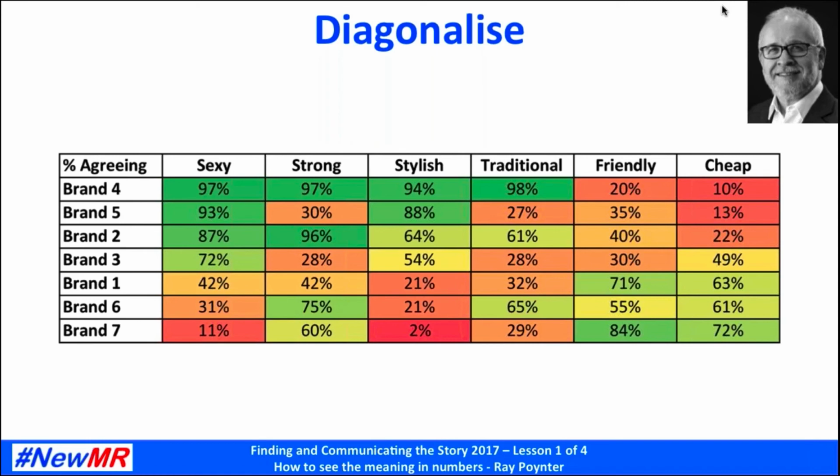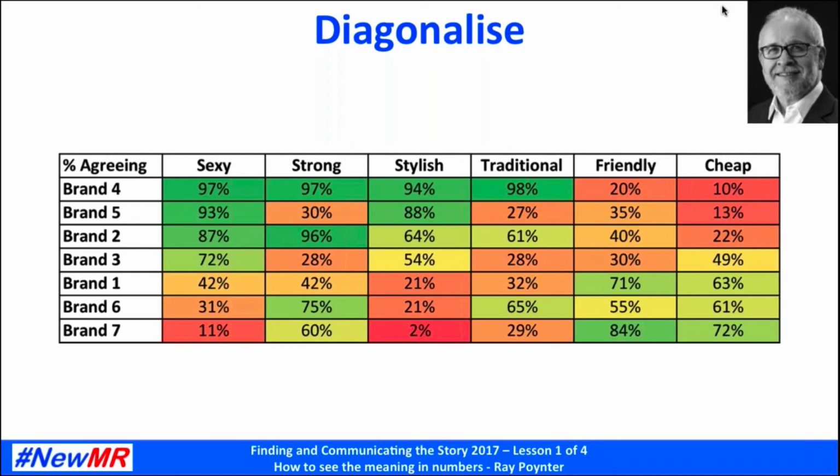So now it starts to pull the data together, and we can start to see patterns. First of all, we would start to explain the big story. Why are 4, 5, and 2 associated with sexy, strong, and stylish? Why are brands 1, 6, and 7 associated with friendly and cheap? That would be the starting point.